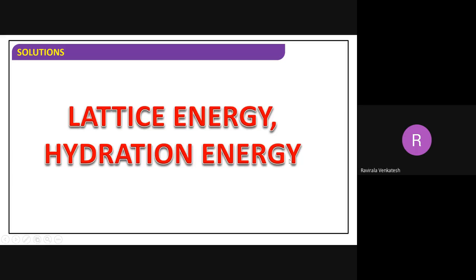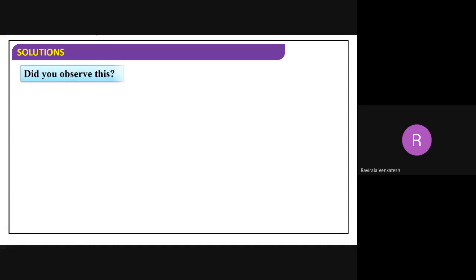Very simple, beta. Lattice energy means the amount of energy required to break 1 mole of ionic bonds into its constituent ions in gaseous state. Saying it like this, you don't understand anything here.